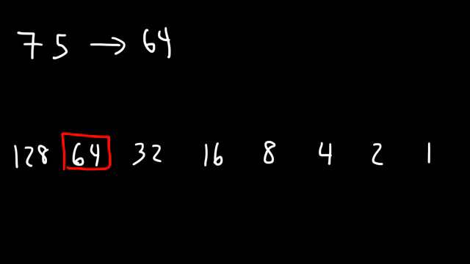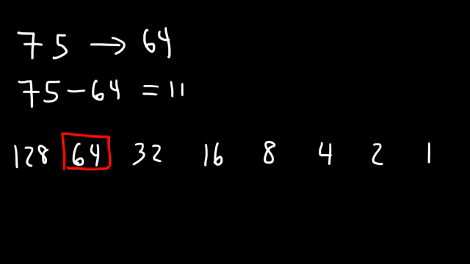Now in this video, I'm going to show you 2 ways to convert a decimal number into a binary number. The first half of the video will focus on the subtraction method, and the second half will focus on successive division. So I'm going to show you both ways, and then you can pick and choose which method you prefer. Now once you have your first number, which is 64 in this case, subtract. Let's subtract 75 by 64, and so that will give us 11.